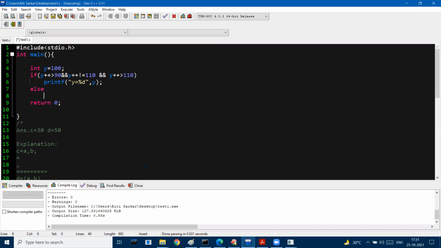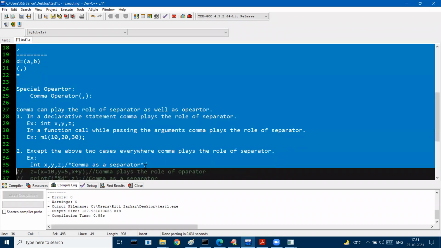In the last day also, we have learned one example like this. Printf y is equal to %d comma y. This is the code. What will be the value of y? Very simple, very, very simple. Observe here carefully.